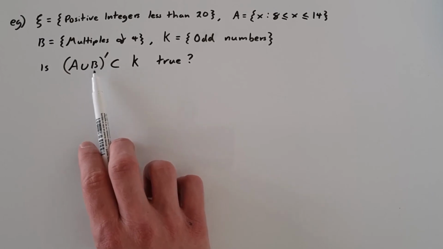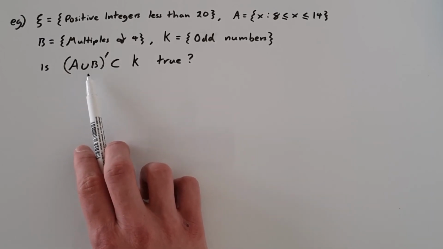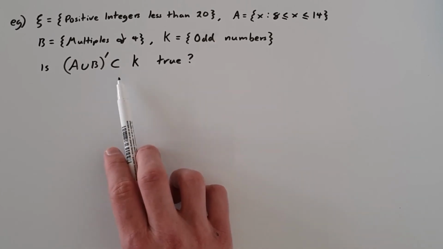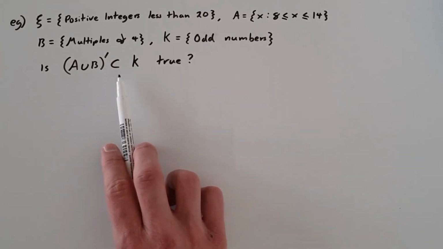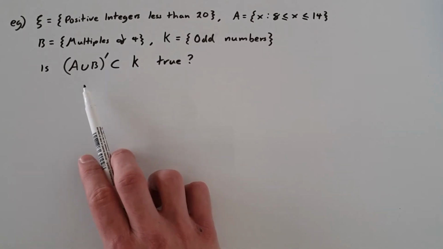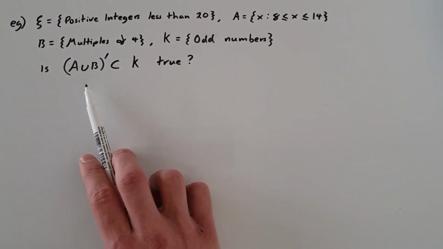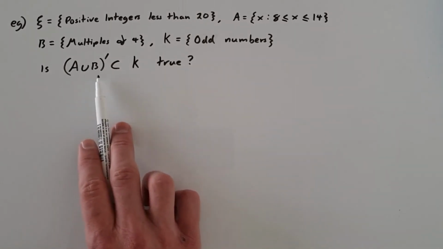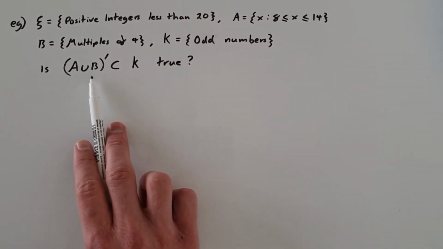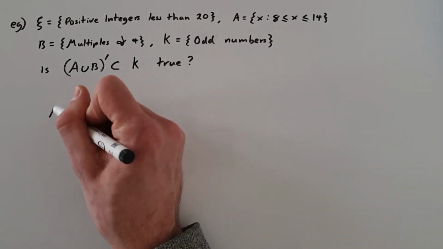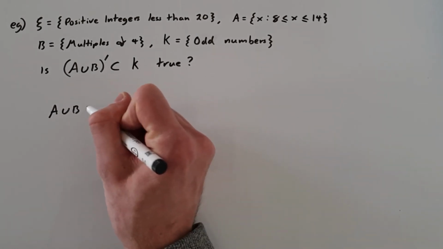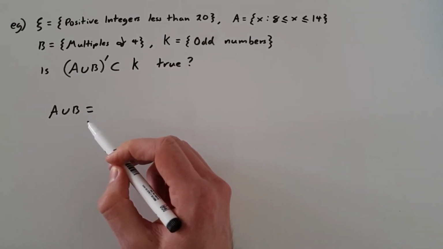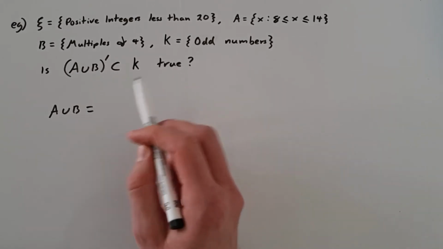Okay, and the question is: is the complement of the union of A and B a subset of K? So is that true? Okay, so that's what we need to work out. There's a few elements to this. The way we tackle this is just to go through it like it was any other equation, step by step. The first step is inside the brackets, we've got the union of A and B. So the first step we want to work out is the union of A and B. Remember, the union is any number that is in either set A or B.